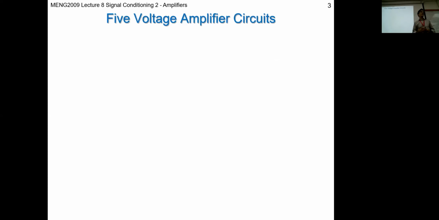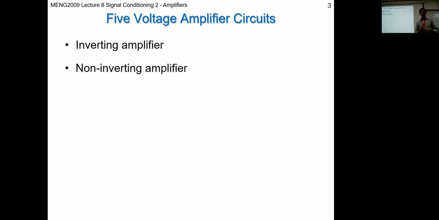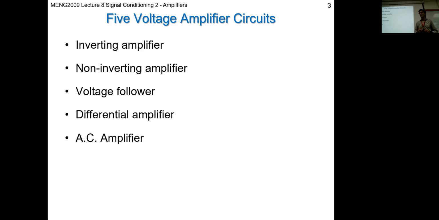There are 5 basic voltage amplifier circuits. The inverting amp, we already started looking at. We're going to be looking at the non-inverting amp, which is good because you don't get a negative voltage out. You get a voltage of the same polarity as the input. We'll look at the voltage follower. We'll also look at the differential amplifier and then the AC amplifier. So these are 5 different voltage circuits. And after we've looked at those, we'll look at the special case of what we call the instrumentation amplifier, which is the most common one, if you like.